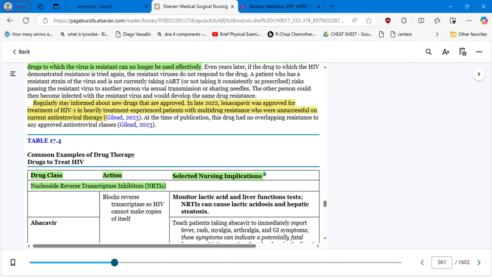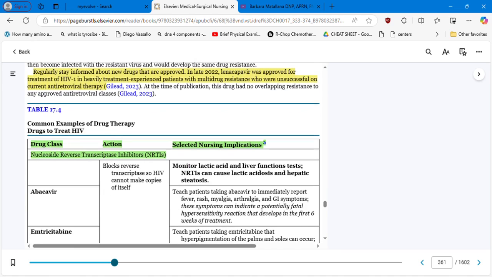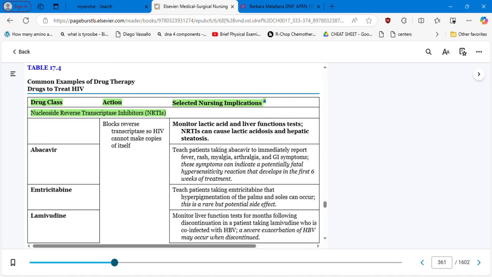In late 2022, lenacapavir was approved for treatment of HIV in heavily treatment-experienced patients with multi-drug resistance who were unsuccessful on current antiretroviral therapy. Remember, before it was thought that HIV was fatal, and they started introducing different types of medication. Then many patients became resistant to certain drugs, so multiple drugs have been developed little by little to prevent this resistance. So we have common examples of drug therapy to treat HIV.